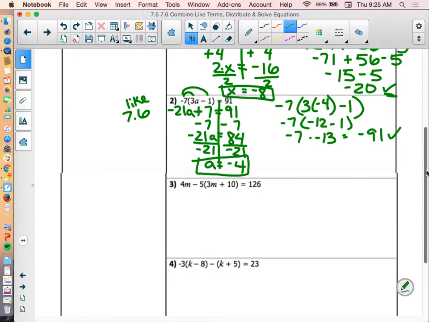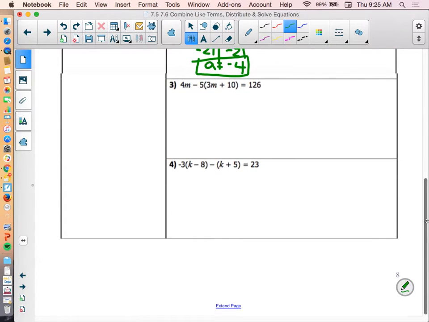Okay, so you can try these other ones. I will have you pause the video, and then I'll just go through them rather quickly. Okay, so again, negative 5. This is being multiplied by 3 and by 10. We distribute first. So I have 4m that I recopy, and I leave that alone. Then I do negative 5 times 3m is negative 15m. And then I have negative 5 times 10, which is minus 50.